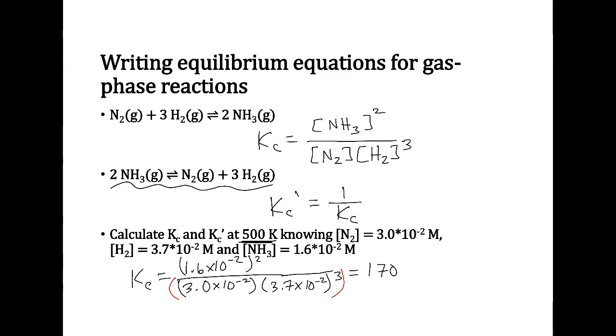Alright, if we know that Kc is 170, we can solve for Kc prime, taking 1 over 170, or you can plug in all these concentrations using an equilibrium expression, and you should get that Kc prime is equal to 5.9 times 10 to the negative third. And again, that is dimensionless.